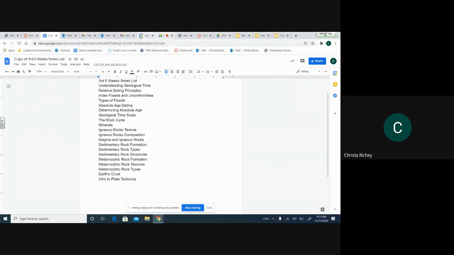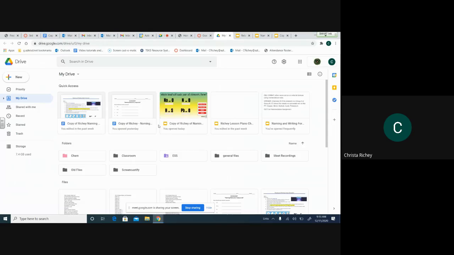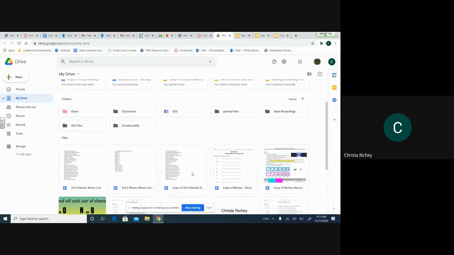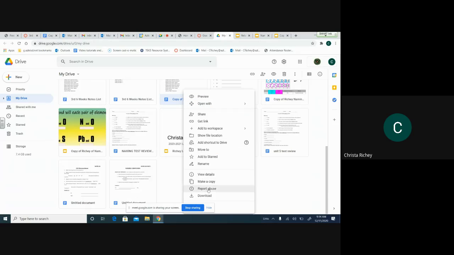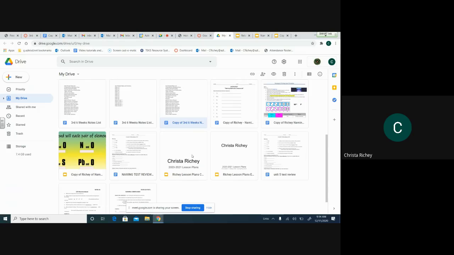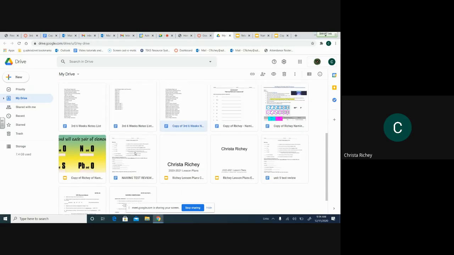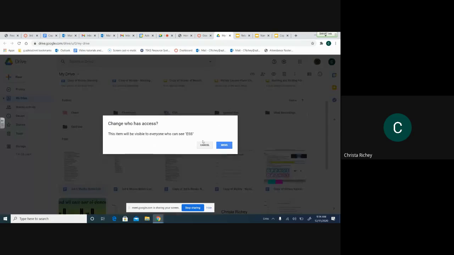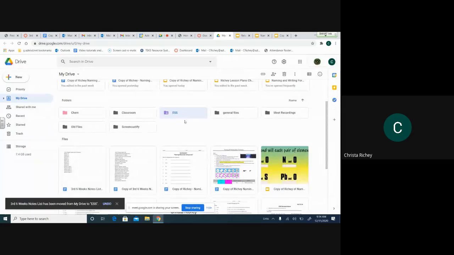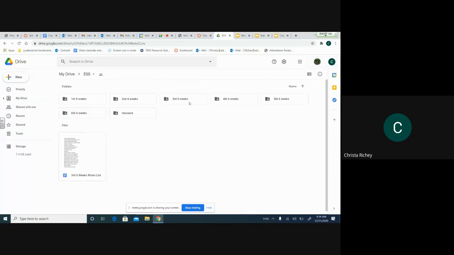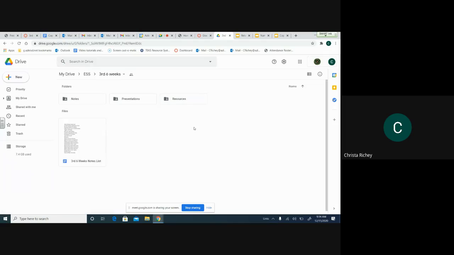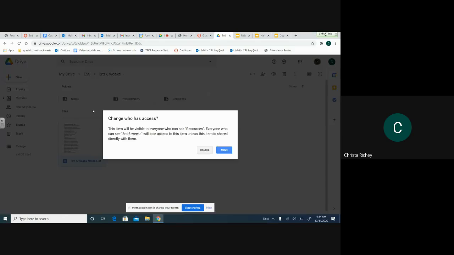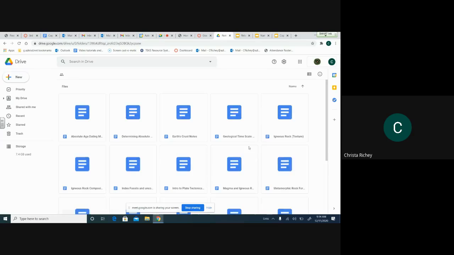So in your drive, if I figure out where my stupid drive button is, I would drag everything into your Earthspace folder. Get rid of that. Delete. Where's my trash can? Ugh, I don't see it. I would drag everything into, like this belongs in the Earthspace. I would create, if you have not done it, your third 6 weeks, I would drag everything into there. And then I separately put my notes into their own.